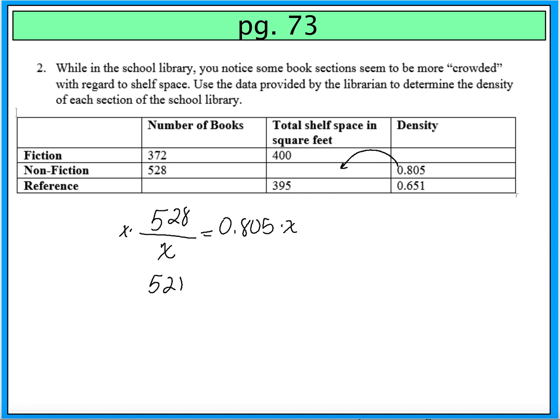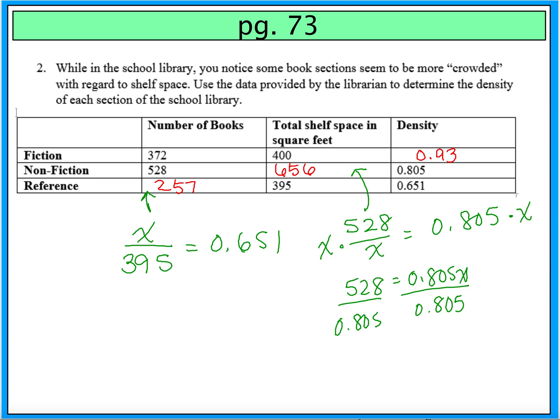So 528 equals 0.805X. And you're going to go ahead and divide by 0.805 and find your missing total shelf space. So pause this and then come back. All right, so this is what you should have found. And again, there's the work to get to those missing values. So we can say that fiction books are the most densely populated books in the library, followed by nonfiction, and then reference.